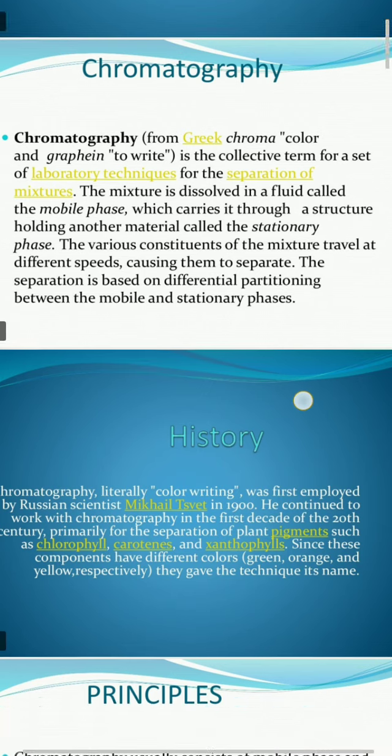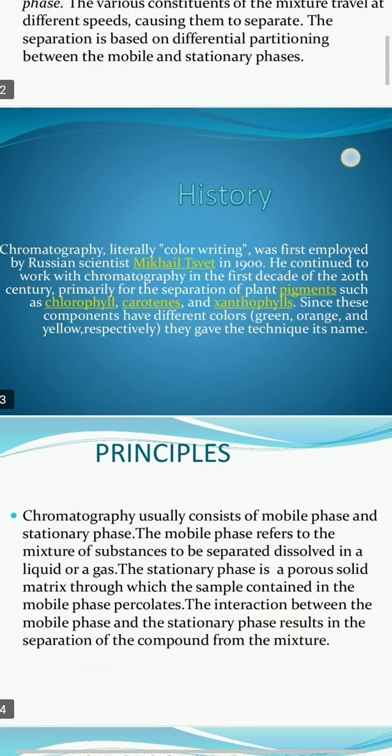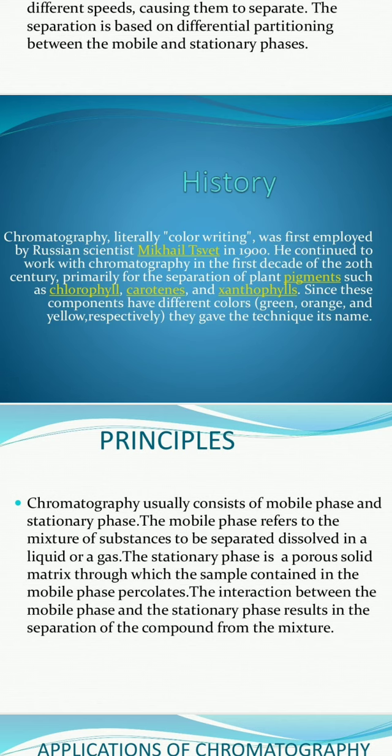Now we come to the historical part of chromatography. Chromatography literally means color writing, as I told earlier. It was first employed by the Russian scientist Mikhail Tswett in the 19th century, who examined various plant pigments such as chlorophyll, carotenoids, and xanthophylls. Since these pigments have different colors, on the basis of these colors the term chromatography was coined.